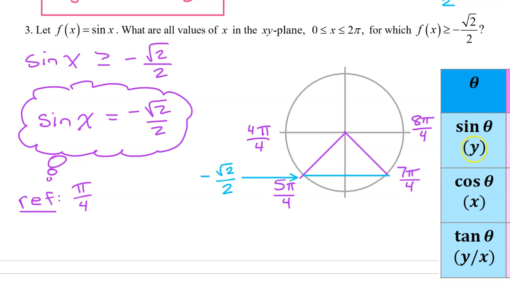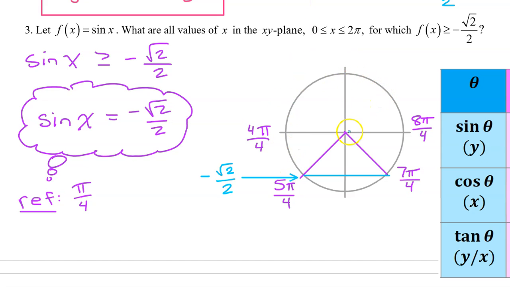Sine is the y value on the unit circle. It is the vertical displacement. This blue line represents a vertical displacement of negative radical 2 over 2. We are looking for where the vertical displacement is greater than negative radical 2 over 2. In other words, where is the y value above this blue line?